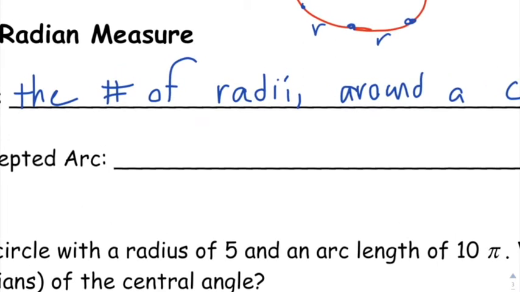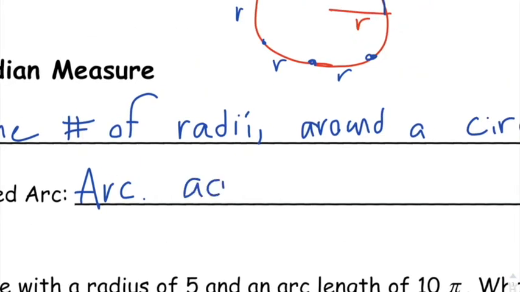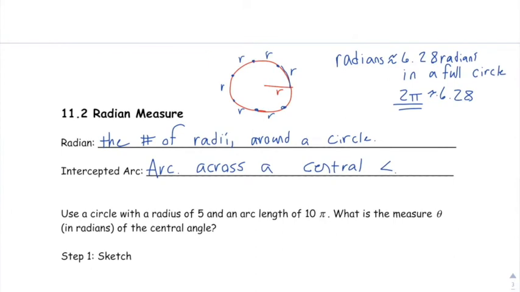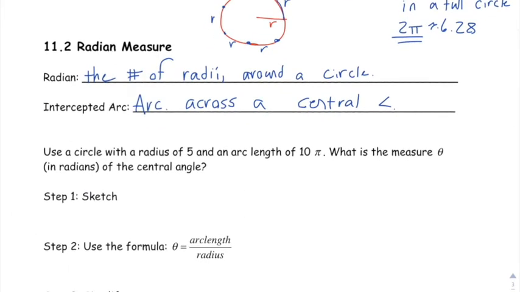Intercepted arc, I guess you can just say this is the arc across a central angle. Not really sure why that's in there, it's kind of out of place there.